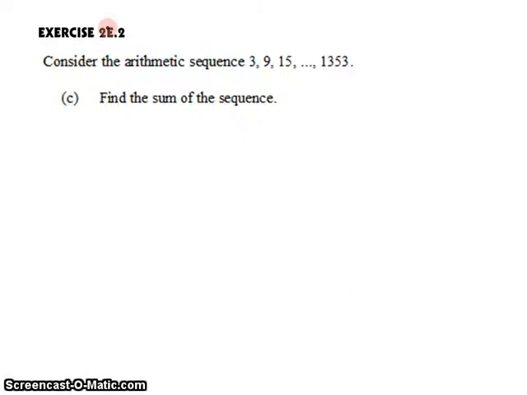In this question we're dealing with arithmetic series, or sums of arithmetic sequences. So we want to find the sum of this sequence, 3, 9, 15, all the way up to 1,353. If we want the sum of an arithmetic sequence, that is the number of terms in the sequence times the average value of those terms. So that's the first term and the last term over 2.